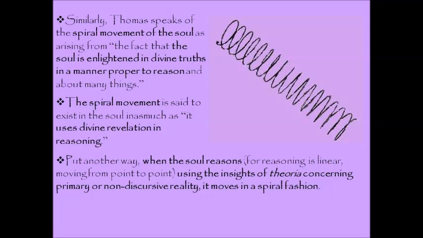Similarly, Thomas speaks of the spiral movement of the soul as arising from the fact that the soul is enlightened in divine truths in a manner proper to reason and about many things. So the spiral movement is said to exist in a soul inasmuch as it uses divine revelation in reasoning. Put another way, when the soul reasons, for reasoning is linear, moving from point to point, using the insights of theoria concerning primary or non-discursive reality, it moves in a spiral fashion.